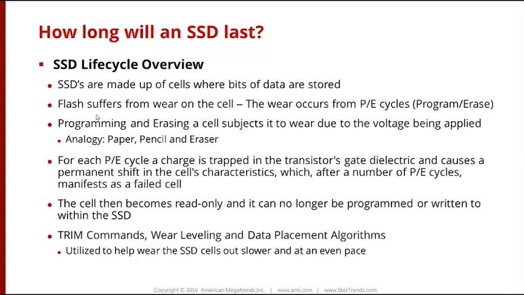Programming and erasing a cell subjects it to wear due to a voltage that's being applied to that cell when that write is taking place, when we're programming it or when we're erasing it. So every time a voltage is being applied to that cell, it's killing that cell slowly. It's going to slowly die as we continue to apply that voltage.